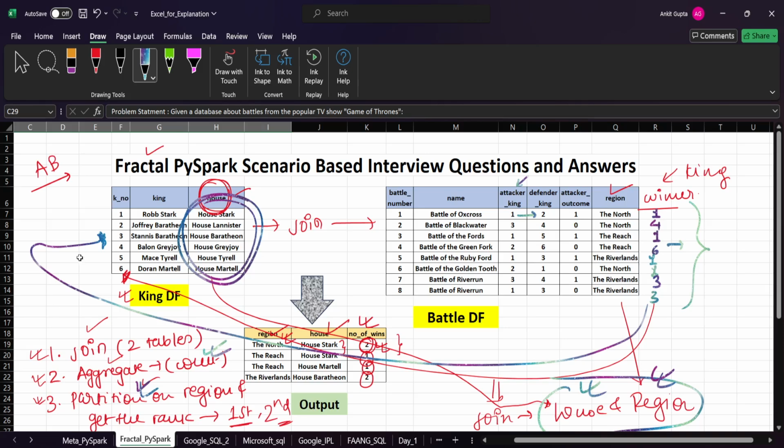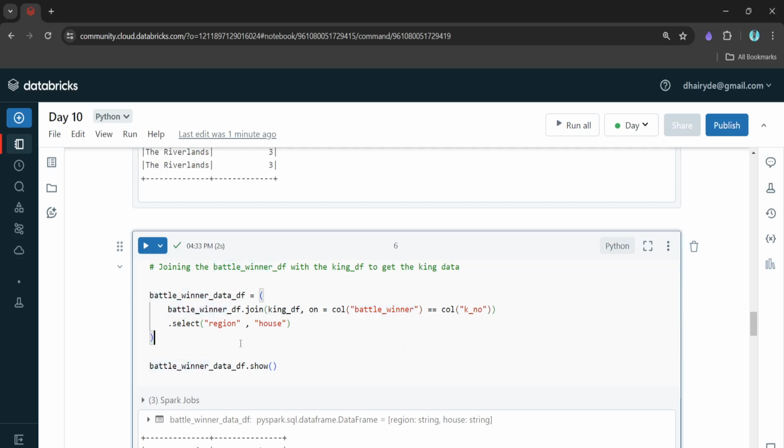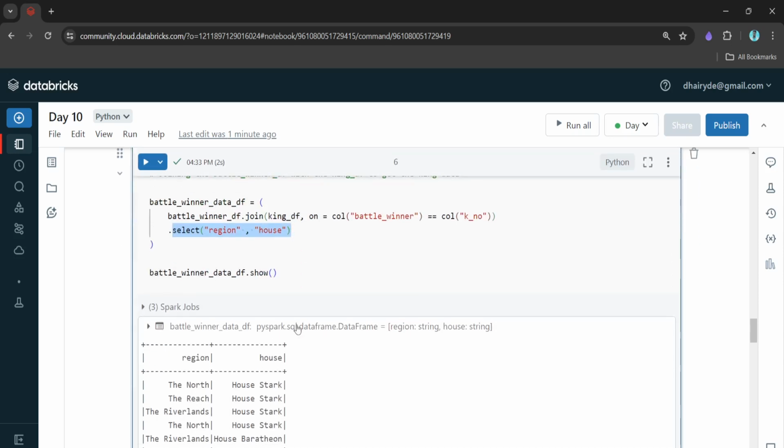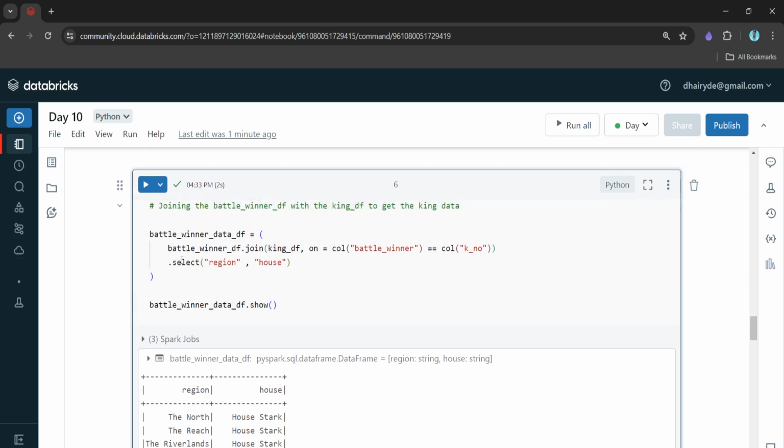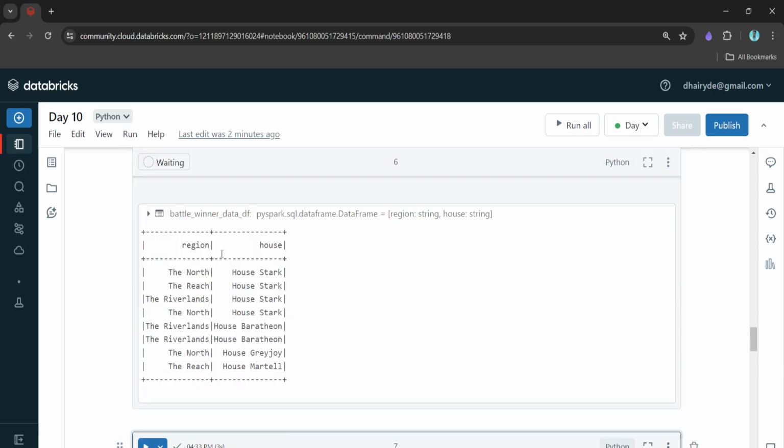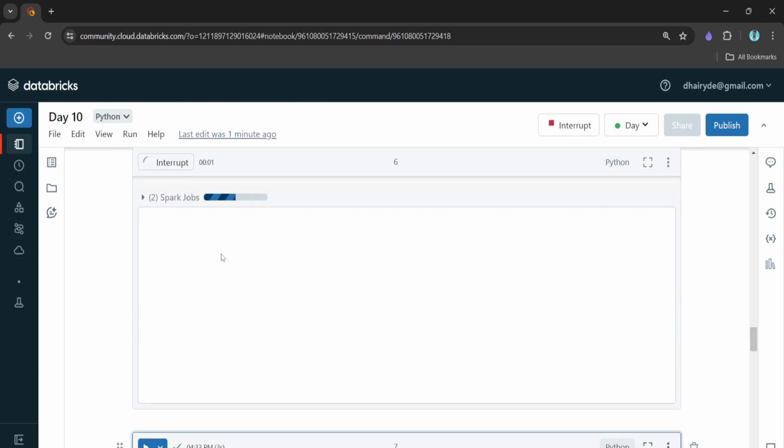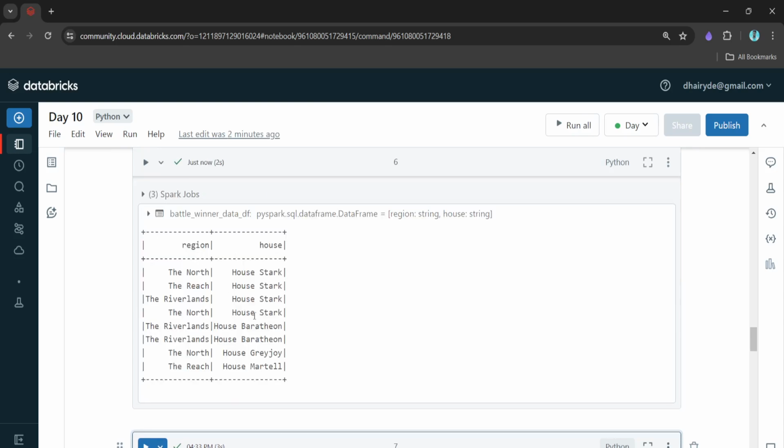So basically these two columns can join, and we can get the house from here and the region from here. So let's do that. We are joining this, and the default join is the inner join, and then we are selecting these two columns. Again the reason is the same: it is easy for us to understand, so we are restricting the columns to only those we need in the future. So we are getting this data, the region and house, where we have the wins.